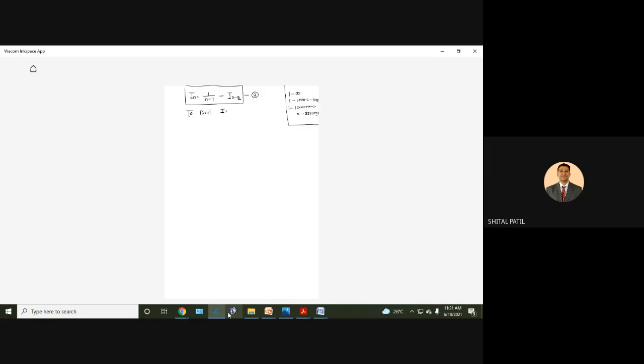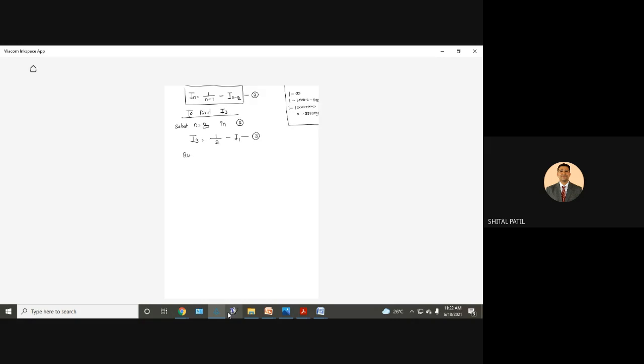Now our aim is to find I3. Let's start. Substitute n equal to 2 in equation number 2. So n equal to 3, sorry. I3 equal to 1 upon 3 minus 2 minus I1, that is 1 upon 2 minus I1.